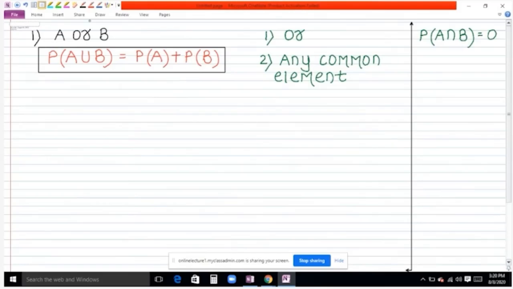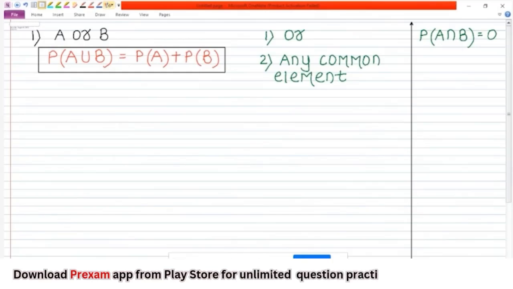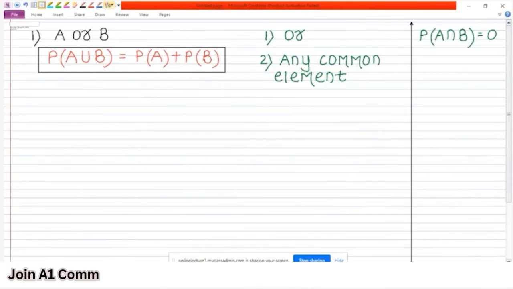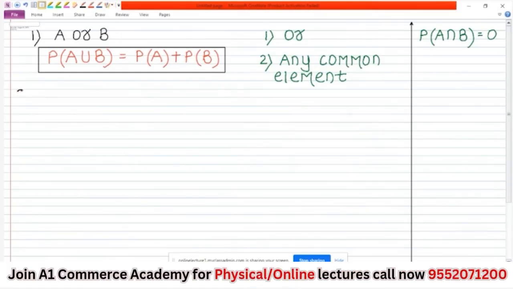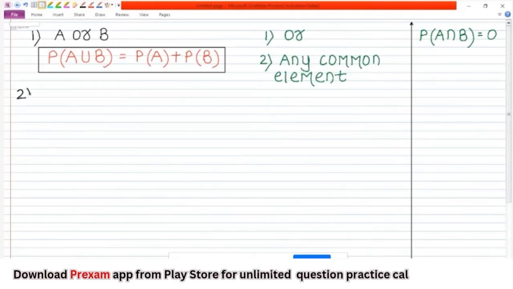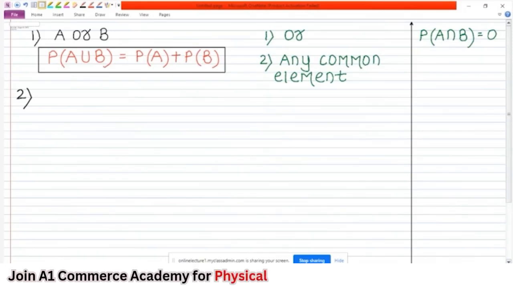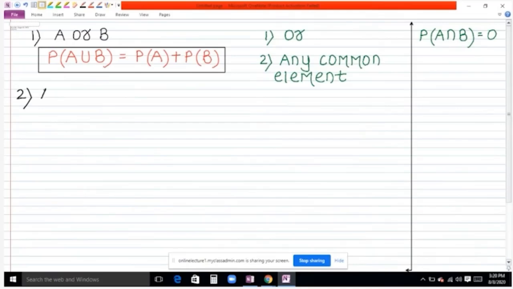चलो corollary number two, write A and B are any two events of the sample space S.